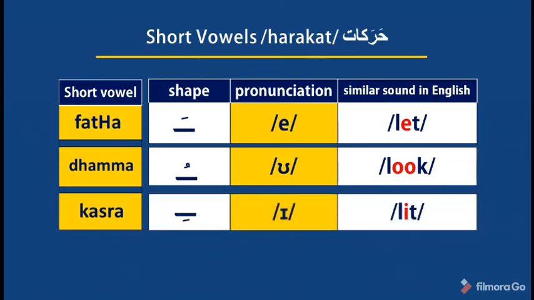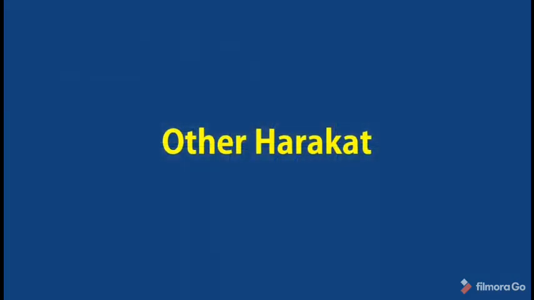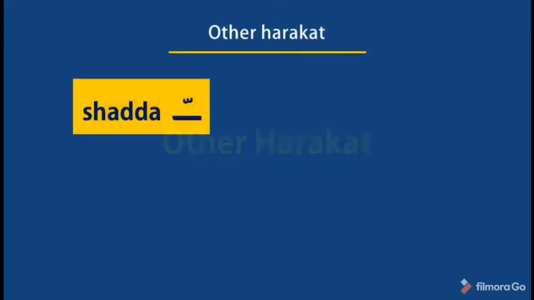The third haraka is kasra. It is a slanted small line positioned below a letter, and the pronunciation of kasra is the same as that of i in the word lit. So fatha is a, dhamma is u, and kasra is e. There are some other harakat which are important to learn. We will consider two of them today and leave the others for next classes.